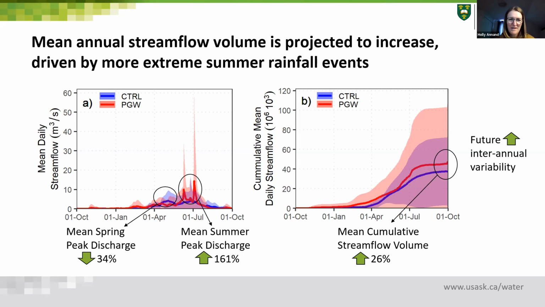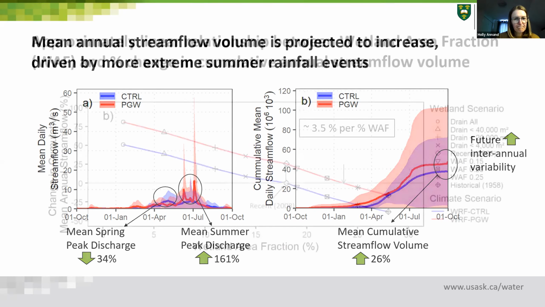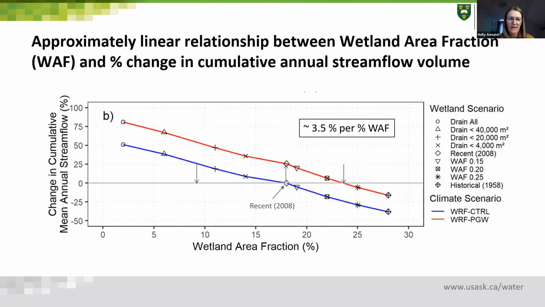And then the mean annual cumulative streamflow is on the right. Here we see that increase in cumulative streamflow volume of about 26%. And there again, you see that wide shaded area in the future period having that extreme interannual variability projected into the future period. So then layering over top of that, looking at the influence of various wetland management scenarios and finding that there's an approximately linear relationship that came out of Smith Creek between the wetland area fraction remaining in the basin and the percent change in cumulative annual streamflow volume.